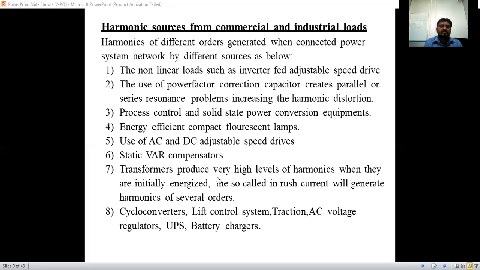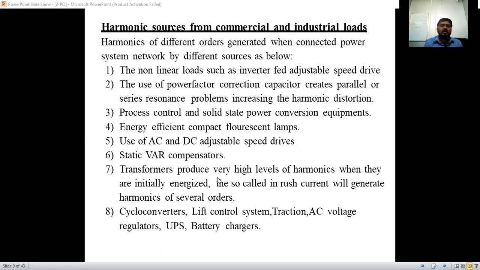Other than this, we also use frequency converters, called cycloconverters. In commercial buildings, we use lifts and elevators with traction, AC voltage regulators, UPS, battery supply, chargers and all these things. They have electronic devices which are non-linear loads. Because of that, some harmonics will be produced in the electrical power systems.